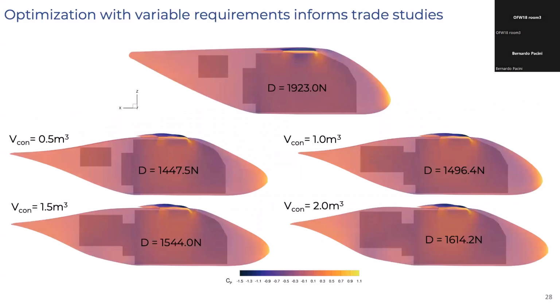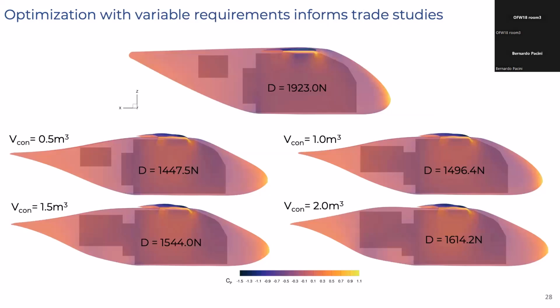We tried a variety of constraint values for that cargo volume, ranging from 0.5 to 2 meters cubed. And we found that the design is quite different for each one of those. We can significantly reduce the drag for the smallest case, down to nearly 25% lower.